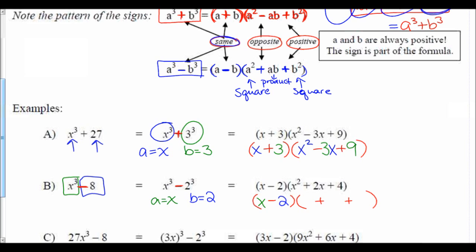My 3-term factor would start with a squared, which in this case is x squared, and on the end it would be 2 squared, which is 4. So I did the 2 squared, and that's how I got the 4. In the middle, I have the product of the a and the b, or 2x. And this is the answer of the factors.